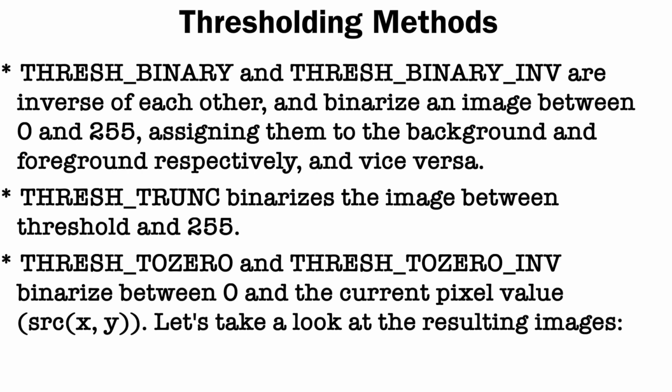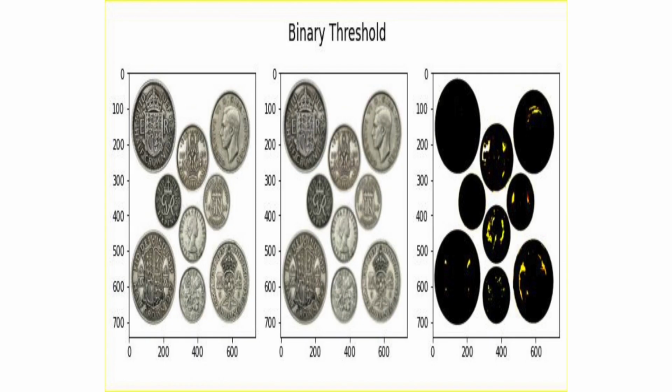SRCXY. Let's take a look at the resulting images. Here the first would be the input image, the second is the gray level image, and the third is using the binary threshold value, where we can clearly state that the background is converted to a black image and the foreground is yellow colored pixels.